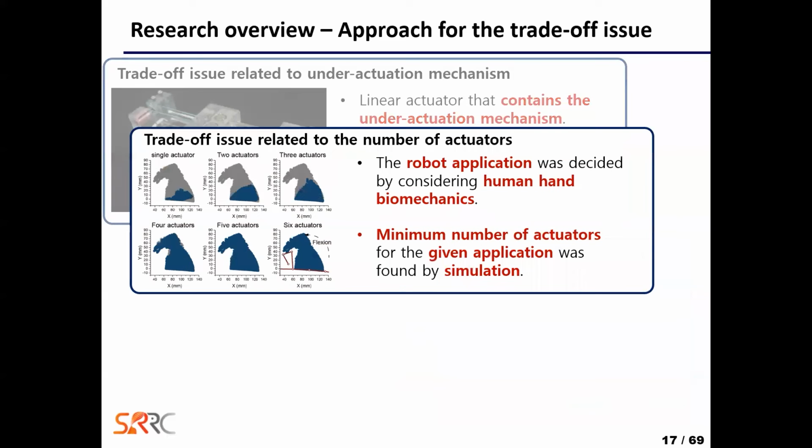The second issue is related to the number of actuators. So for this issue, I first obtained important motions according to the previous biomechanics studies. In assisting the hand, the thumb motion was important. So I aimed to drive the minimum number of actuators required to assist the thumb, index, and middle finger. And by simulating the hand motions using MATLAB, I found that using 4 actuators was sufficient for the robot to assist 3 fingers.